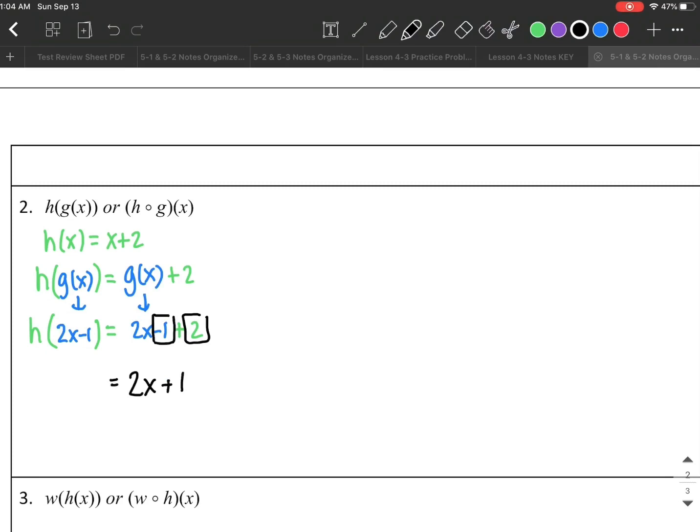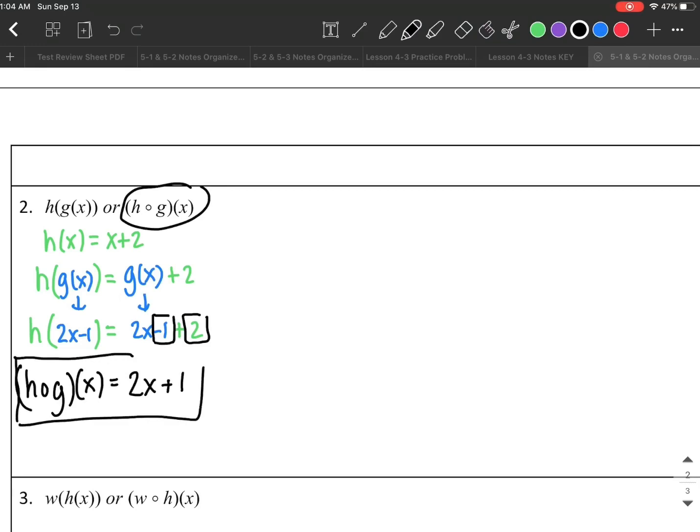And I'm just going to rewrite what I have here, or I can rewrite it like this. So I could say h of g of x is equal to 2x plus 1. And that's a line. There are no breaks in that line because there's nothing in the denominator that could possibly be equal to 0. So negative infinity to positive infinity for both the domain and the range.